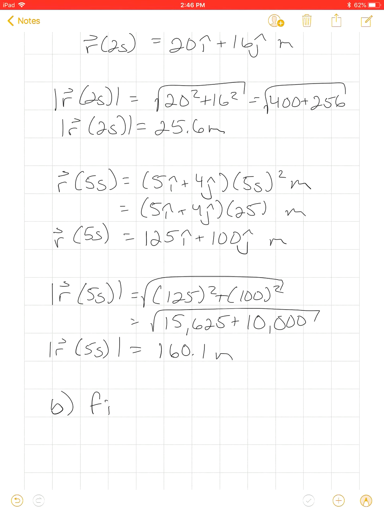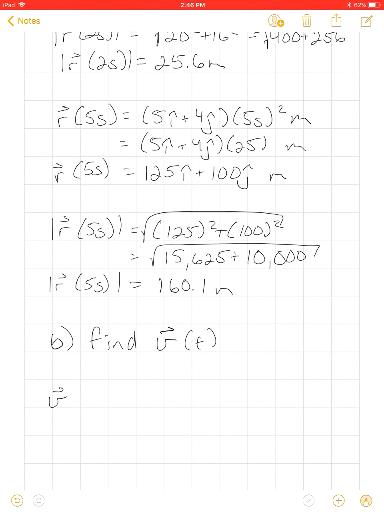Okay? So part B says, find an expression for the particle's velocity as a function of time. So what we want to do is find the vector v as a function of time. So the vector v is going to be the time derivative of the position vector.